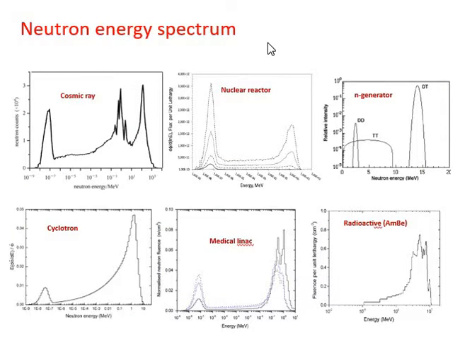Neutrons originating from these various sources have a diverse energy spectrum. Cosmic rays have a very wide energy spectrum, from the order of milli-electron volt to giga-electron volt. Nuclear reactors have an energy spectrum of the order of milli-electron volt to mega-electron volt. Neutron generators have a fast neutron energy spectrum that varies depending on the target material used.